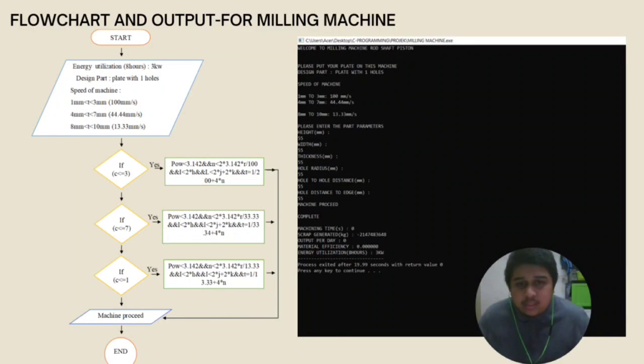we must put the part parameters, which are height, width, thickness, hole radius, hole to hole distance, and hole to edge distance. After we put the value for all of these in millimeters, the machine can proceed, and after that it is complete.